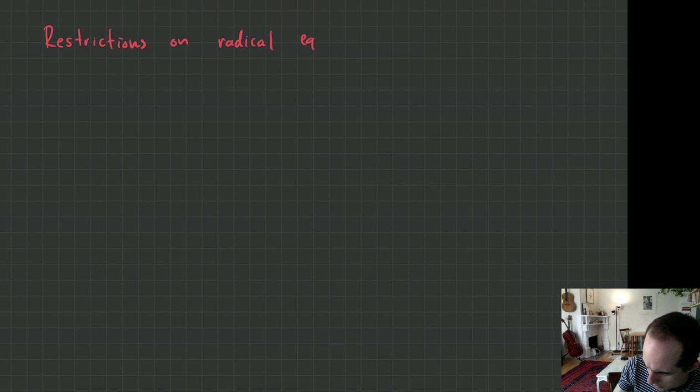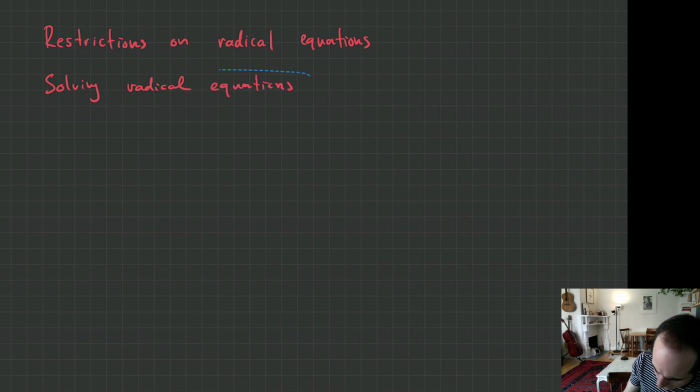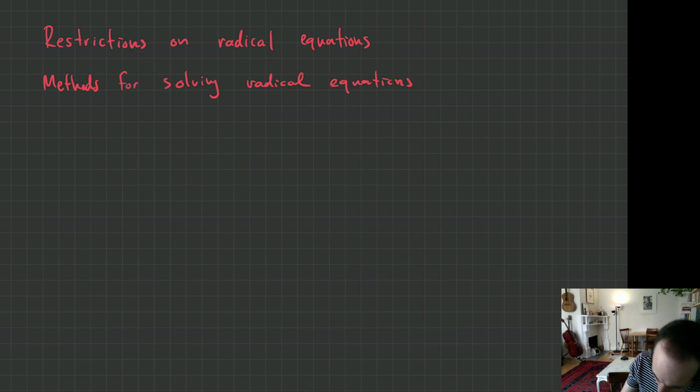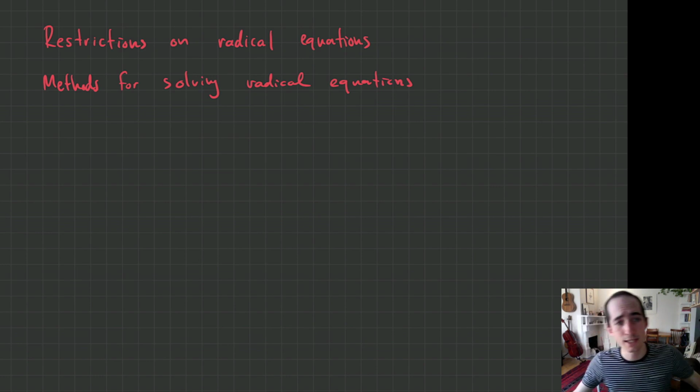So there's a few things that I want to talk about. I want to talk about restrictions on radical equations, and methods for solving radical equations. So those are the two things I'd like to talk about.